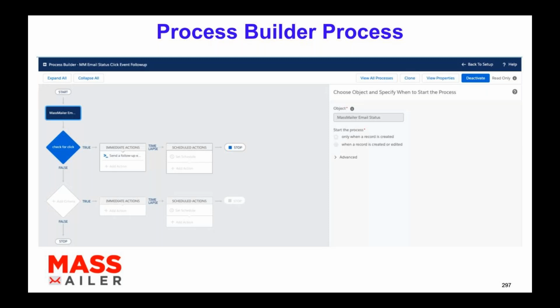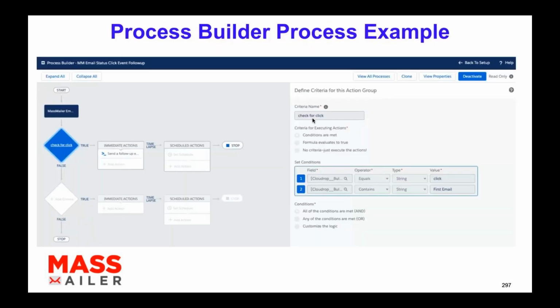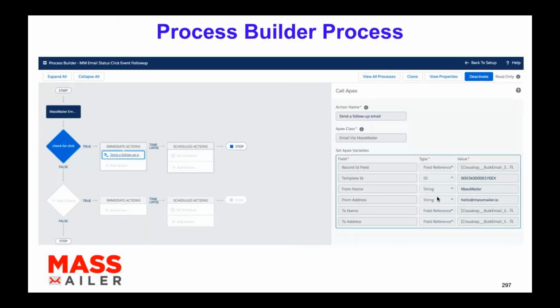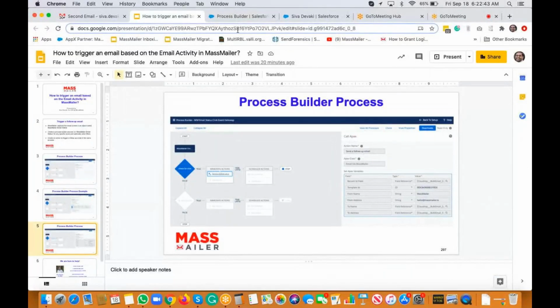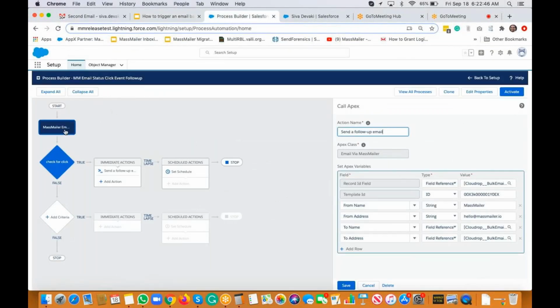So step one, you create a Process Builder process on this MassMailer Email Status object. Whenever a record is created, you check for a click event. You're applying certain criteria here. And in the third step, you create a follow-up email action. This is invoking the Email via MassMailer Apex class, and it's passing certain parameters in order to send an email. So that's as simple as that. Let's go to Salesforce and quickly take a look at the same thing.